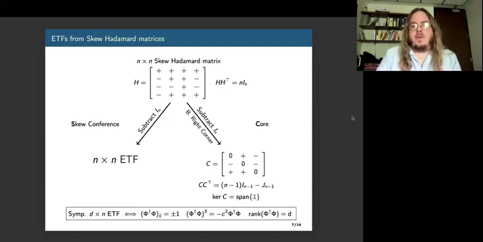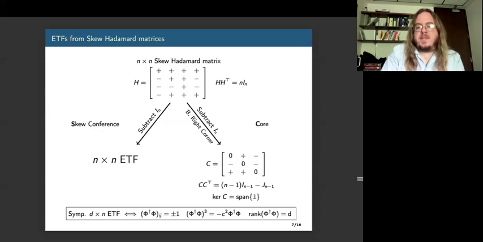Now, for the right side, what I want to do is subtract the identity again, and now I want to look at the bottom right corner, in particular the n minus 1 by n minus 1 bottom right corner. So there's like a padding of a vector on the left and the top. And this I'm going to call the core, and you can see immediately it has off-diagonal entries plus or minus 1. It's skew symmetric. And because HH transpose is equal to n times the identity, you can figure out that CC transpose has to be n minus 1 times the identity minus the all ones matrix.